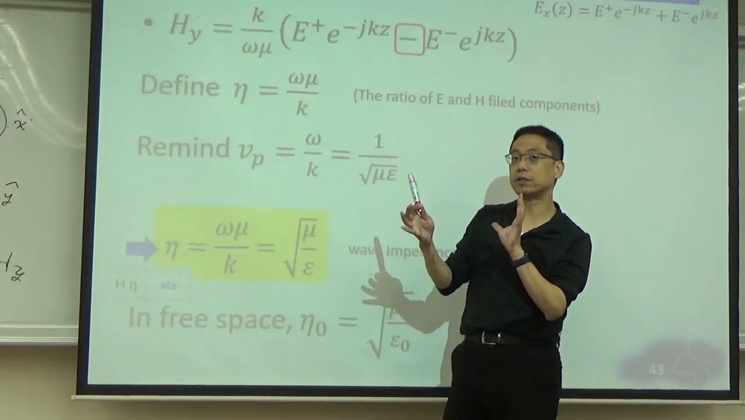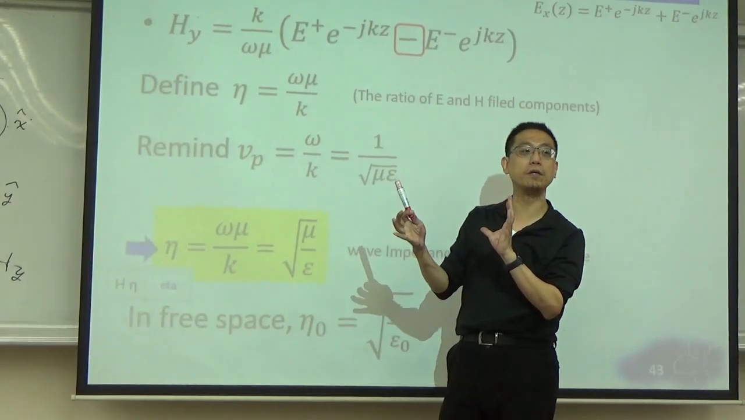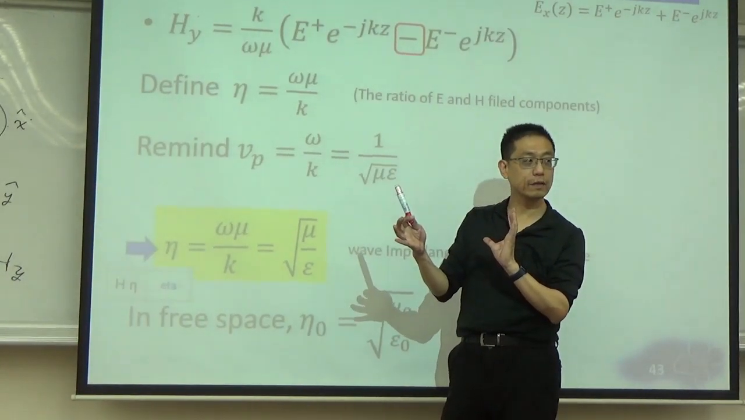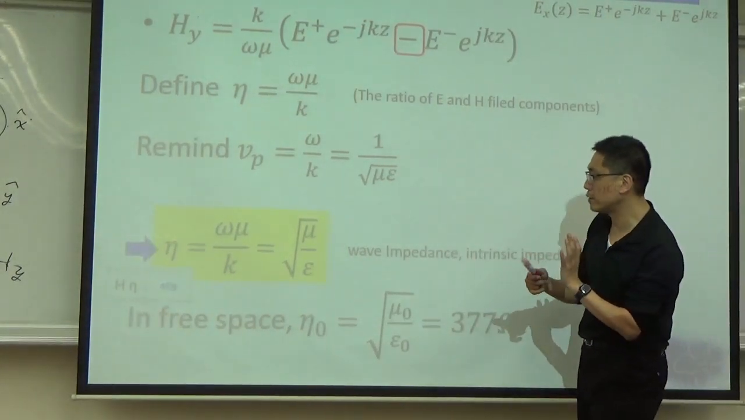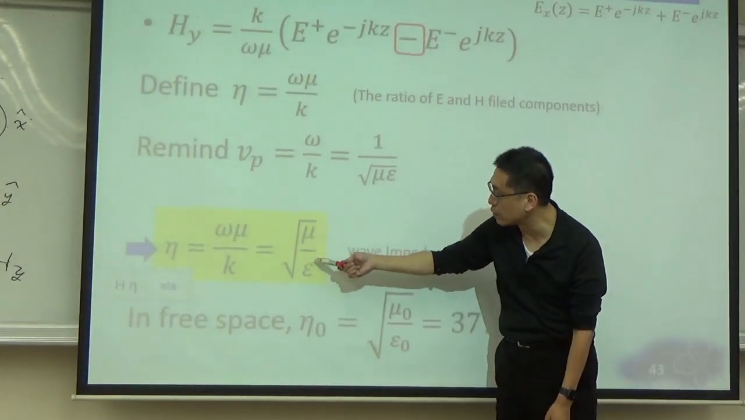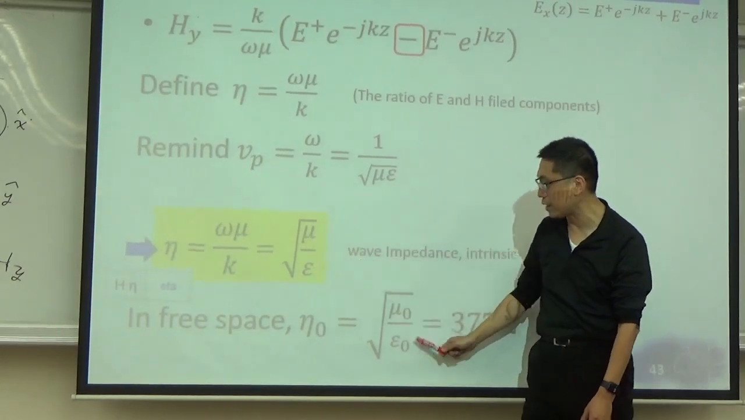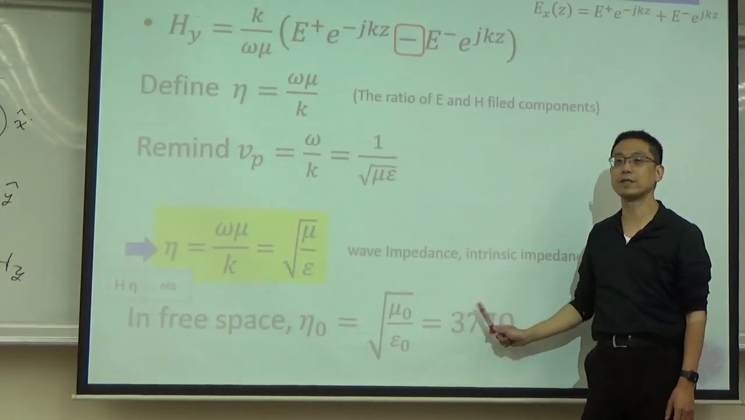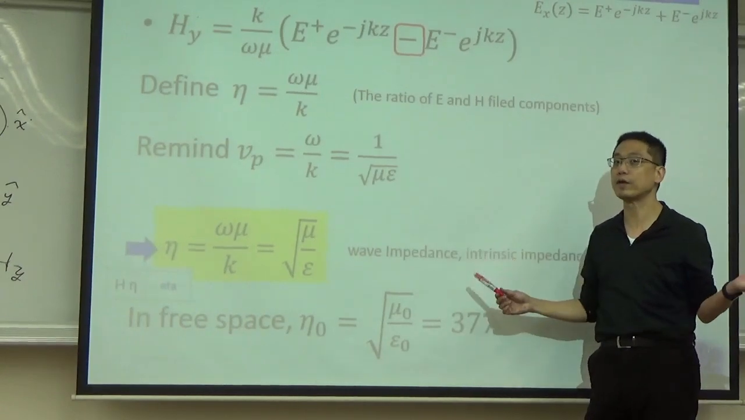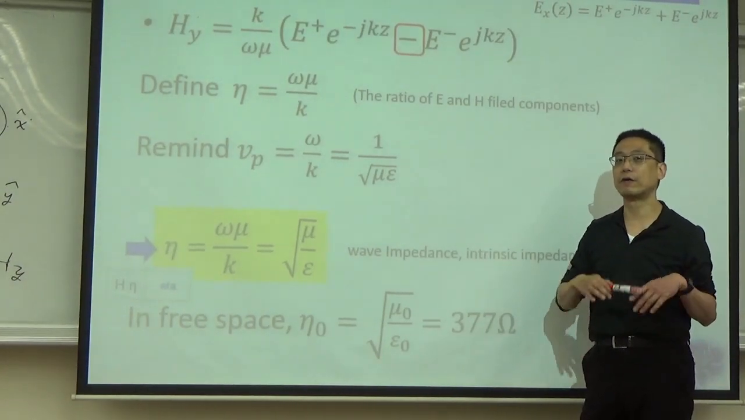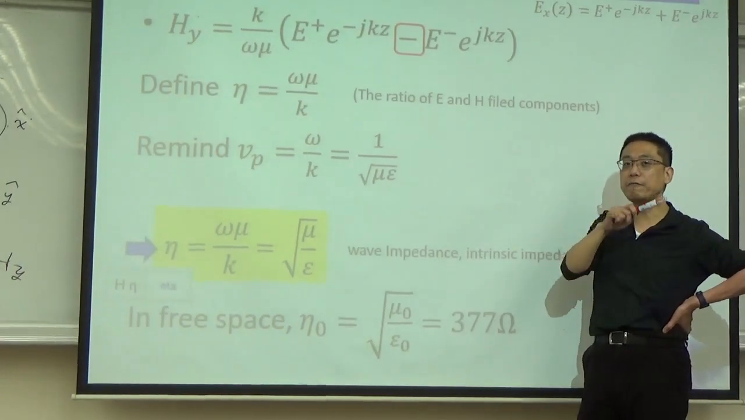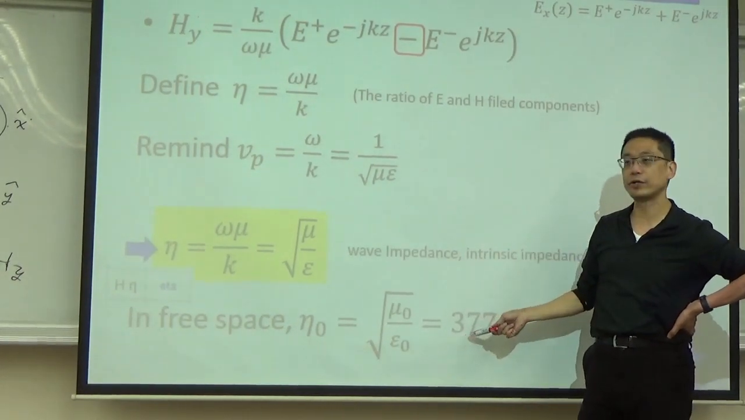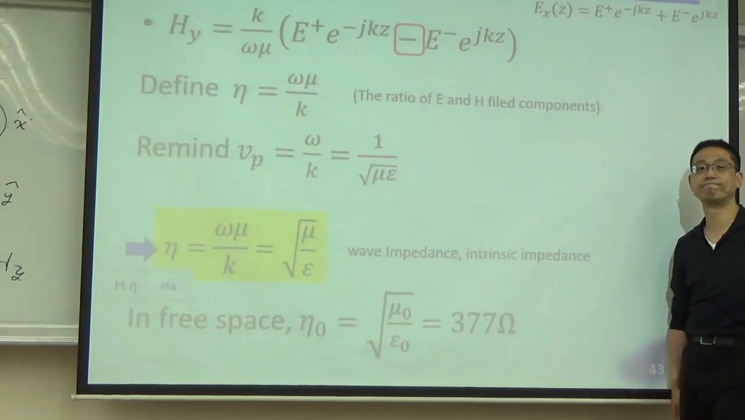So, different material, different impedance. For free space, you put mu 0 and epsilon 0 inside, and it is 377. We all remember this if you are in this field. For air, the ratio between E field and H field is 377.